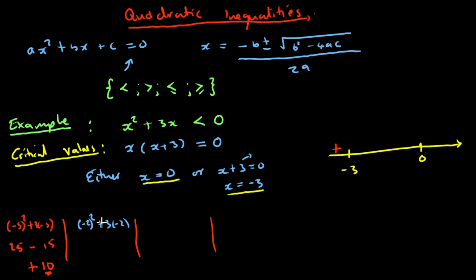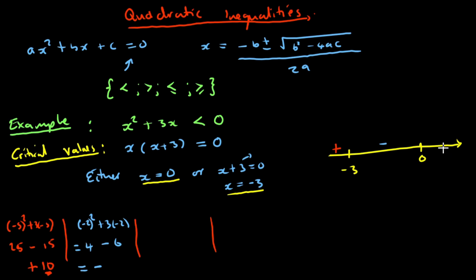I'm just substituting -2 into this equation to see if my answer is going to be positive or negative. This gives us 4 minus 6, and the answer is going to be negative. We are not interested in the number, we are just interested in the sign. So right here, it's going to be negative. Okay, then lastly, the last portion is this one.